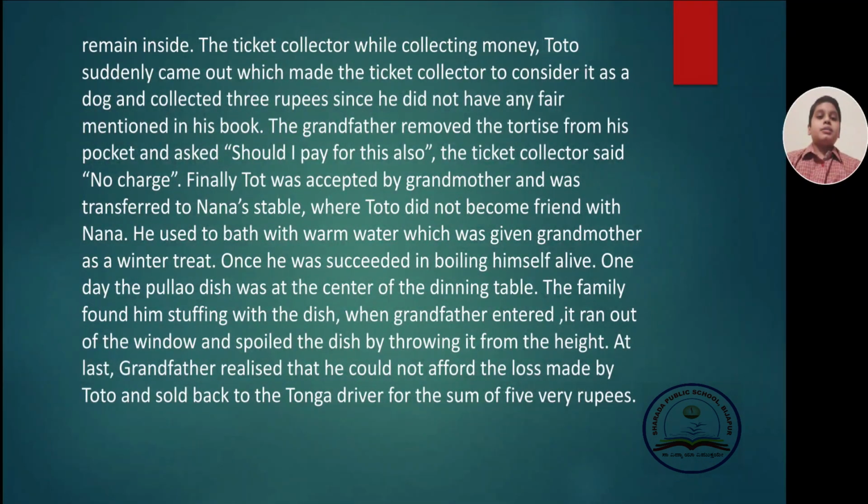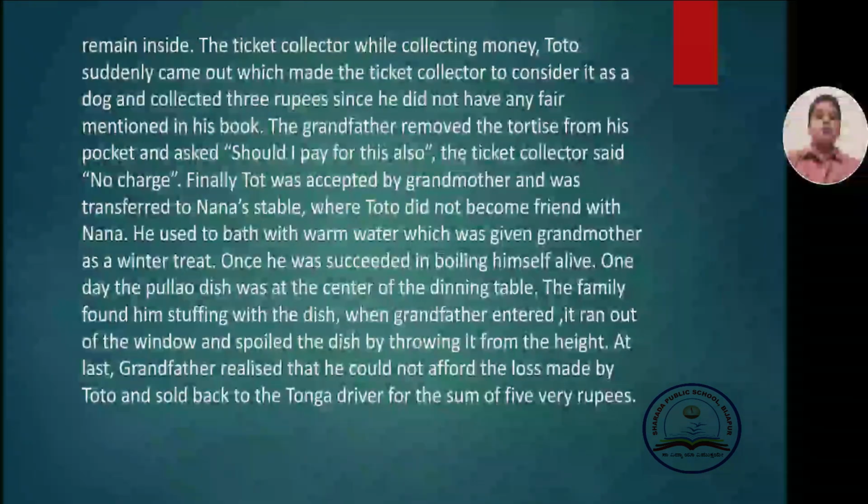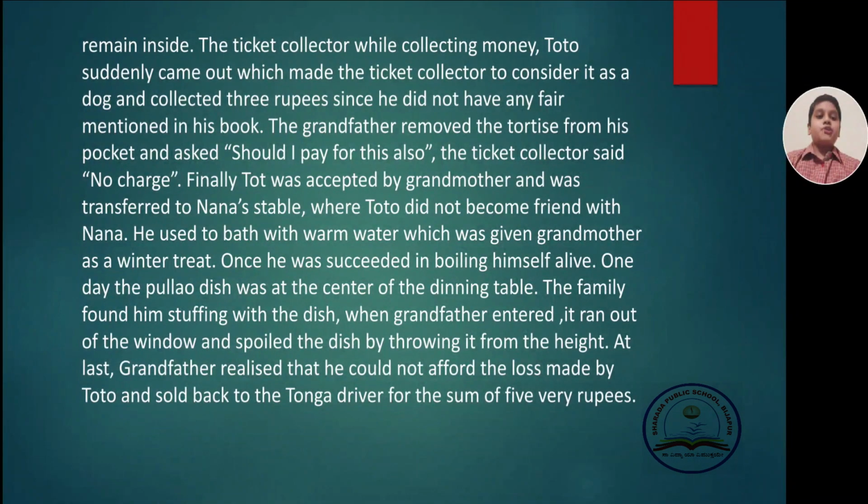One day the pulao dish was at the center of the dining table. The family found him stuffing himself with the dish. When grandfather entered, it ran out of the window and spoiled the dish by throwing it from the height. At last, grandfather realized that he could not afford the loss made by Toto and sold him back to the tonga driver for the sum of 5 rupees.